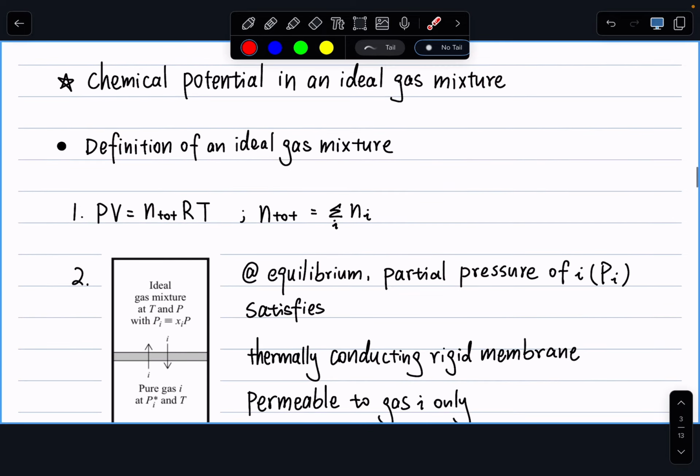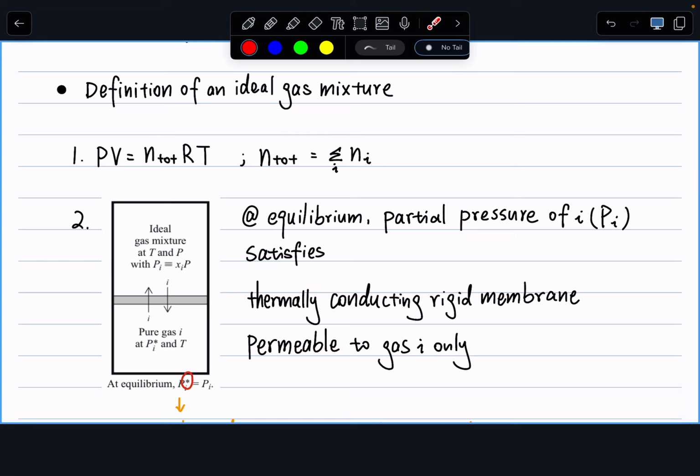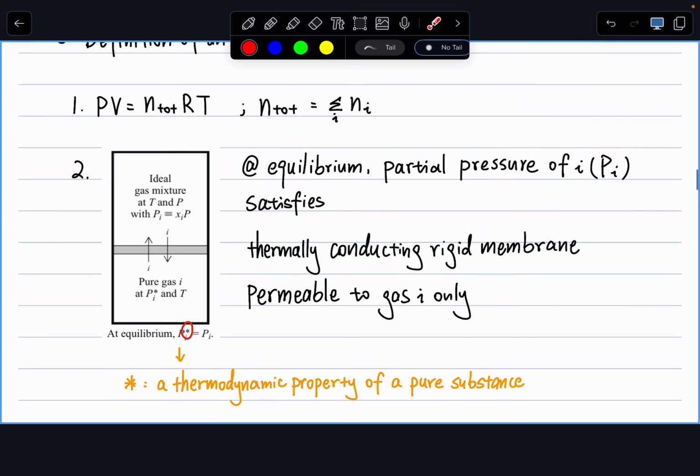And now we're ready to talk about ideal gas mixtures. So what are we having here? We want to first give ideal gas mixture a definition. And then we want to use something we defined before, which is the chemical potential of a pure ideal gas substance, to describe the ideal gas mixture. So in this part, let's look at the definition. First of all, we have PV equals nRT. That's our ideal gas law. We want it to still hold true for our ideal gas mixtures.